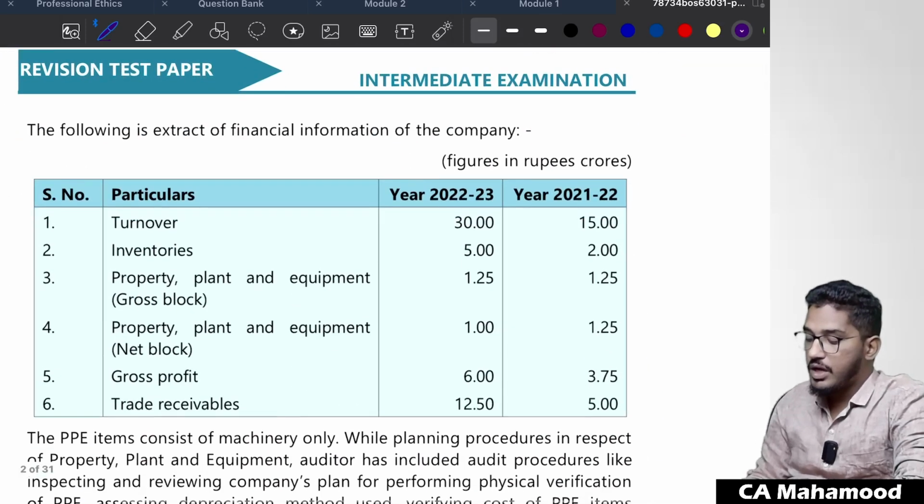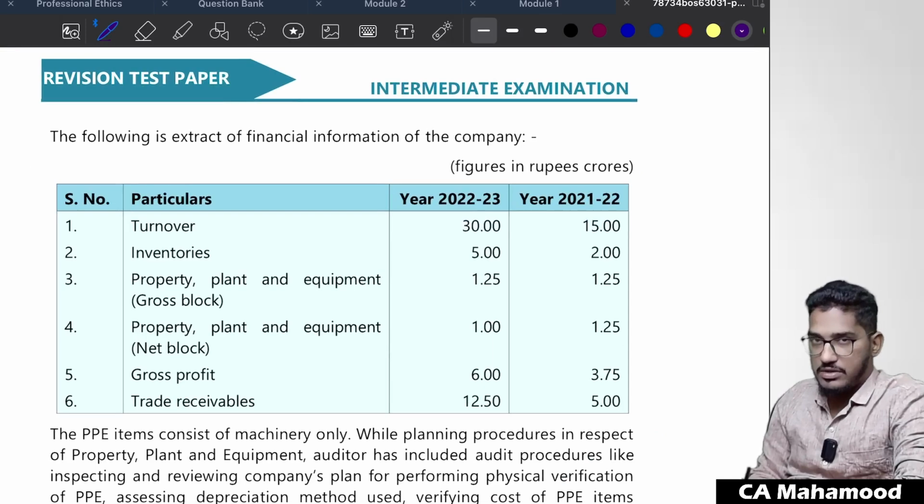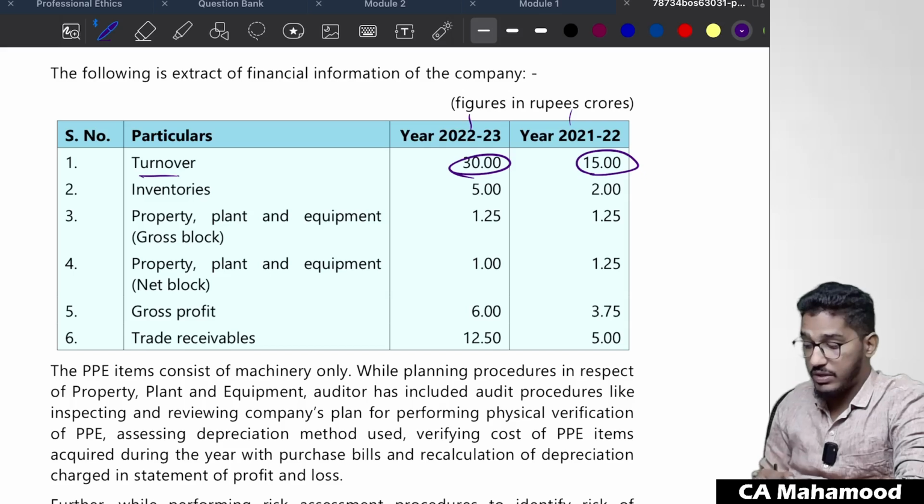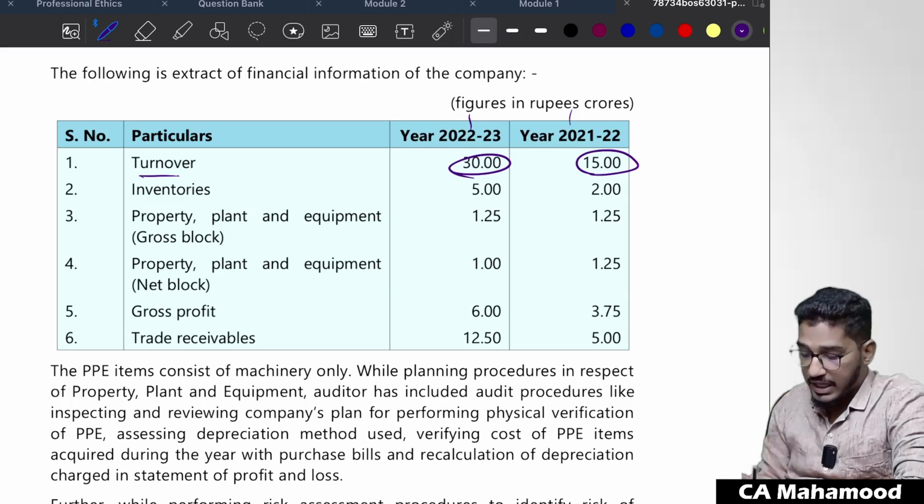Very good. So the following is an extract of the financial information. Now they are giving an extract of the financial information, some part of it. What is that? Last year's data and current year's data, both they have given. Turnover, what is the turnover? Last year it was 15, current year it was 30. Okay, turnover has increased by double. Inventories, last year it was 2, current year it was 5.